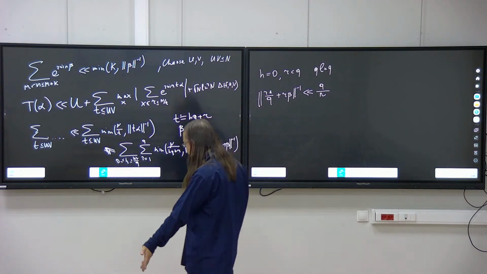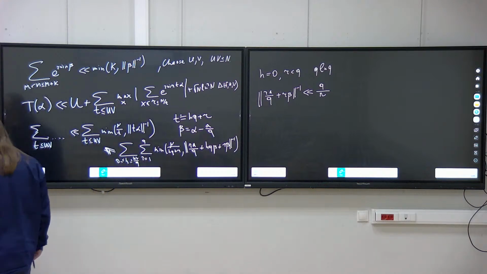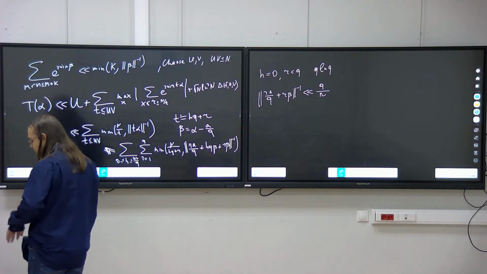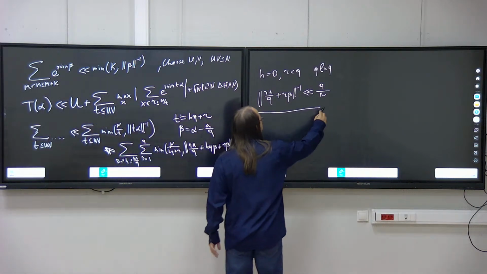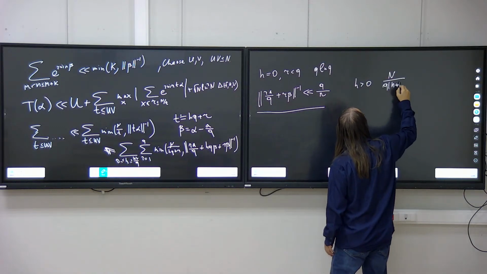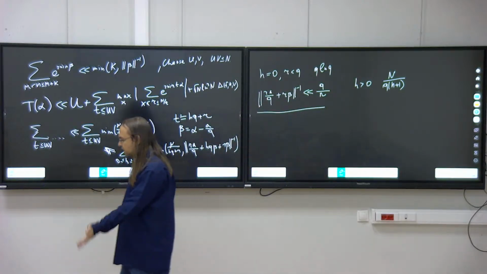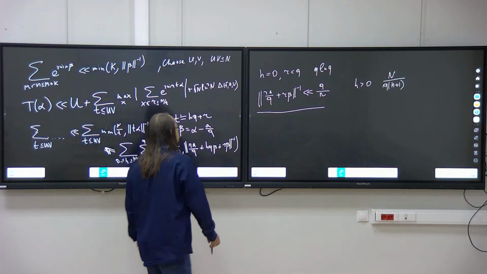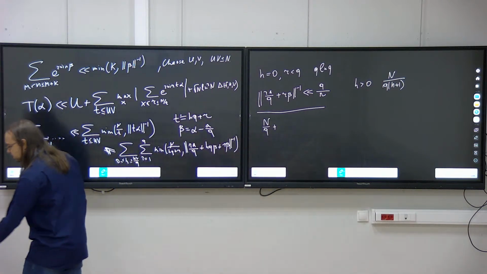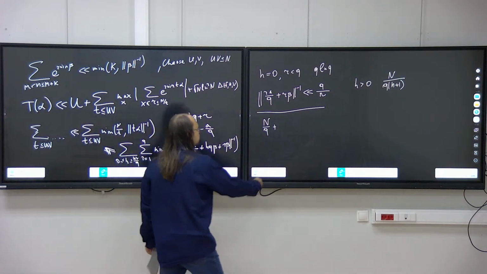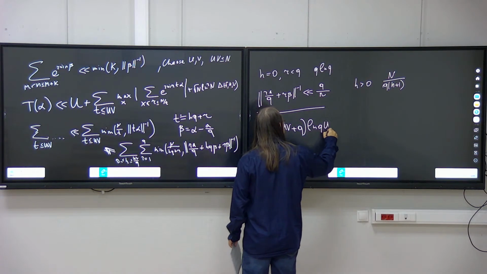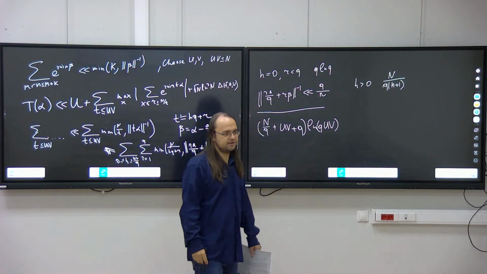And if h is greater than 0, then you get the estimate N over q(h plus 1). So for all of this, h greater than 0, you get N over q(h plus 1). And so you compile all this stuff together, and you get a bound N over q plus UV plus q plus log q UV, or something like this. Okay?